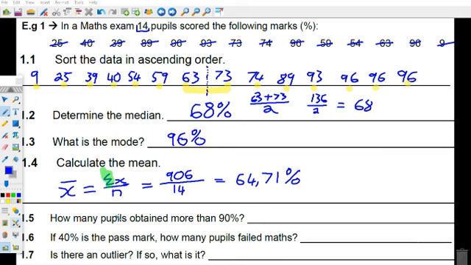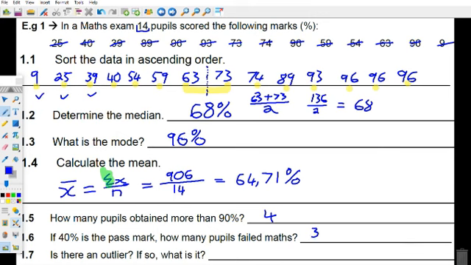So how many pupils obtained more than 90%? Have a look. How many had more than 90? 4. Yes, 4 had more than 90. So if 40% is the pass mark, how many pupils failed maths? We're going to look for 40 and below. Are we going to count 40? 40 is the pass. So it's going to be 3, because we're looking at 39, 25, and 9.